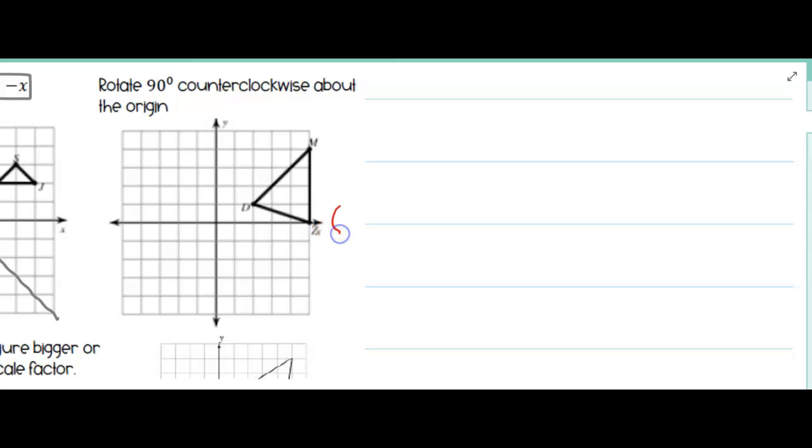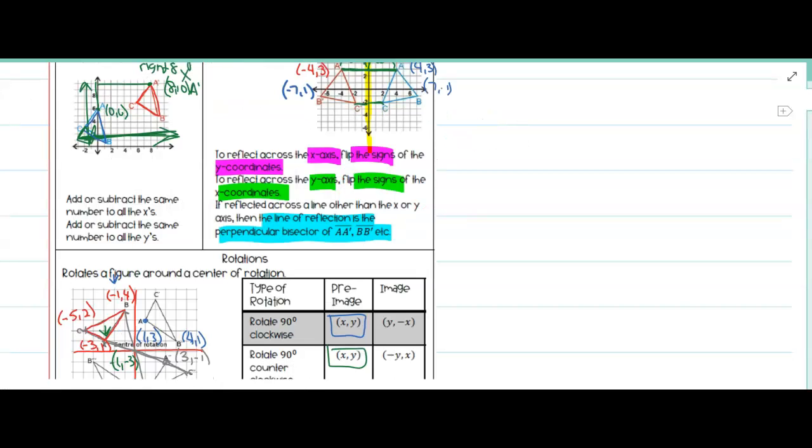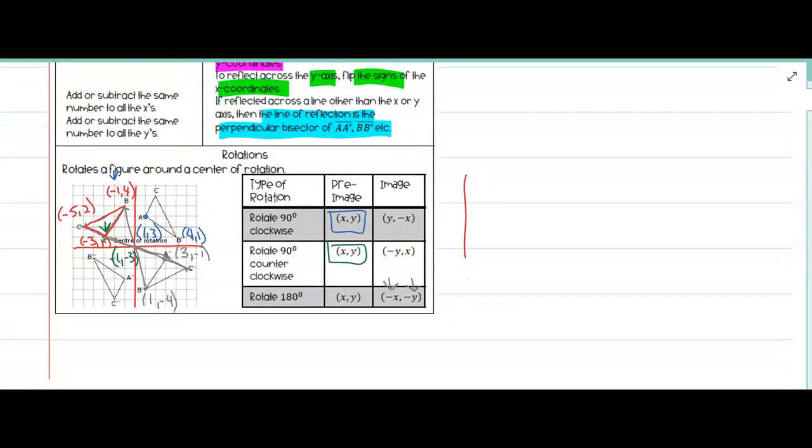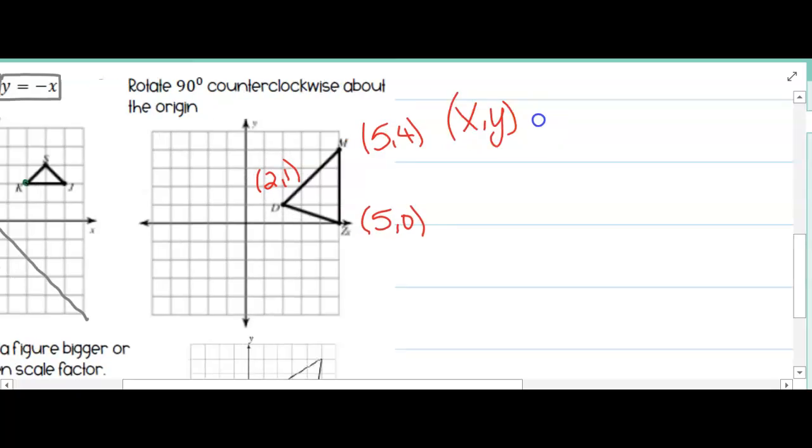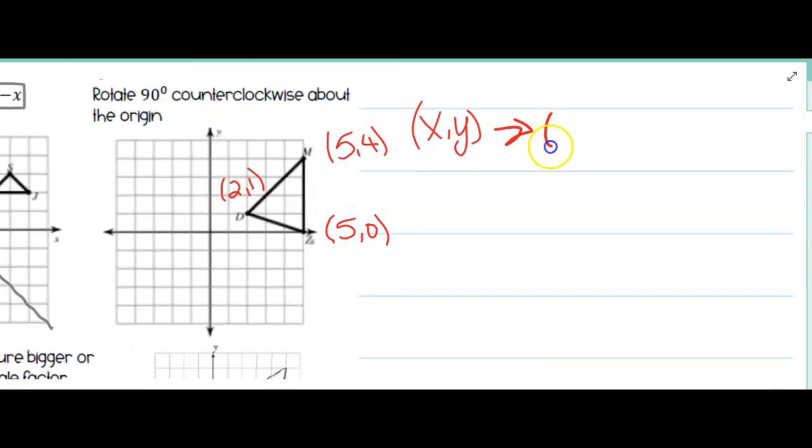So point Z is at the coordinates 5, 0, M is at 5, 4, and D is at 2, 1. Now if you check out that chart over there, it says if your original point is x, y, a counterclockwise rotation is going to be negative y, x. So I'm just going to copy that down for safekeeping. We're going to flip the y coordinate, and then we're going to flip the x and y's position.